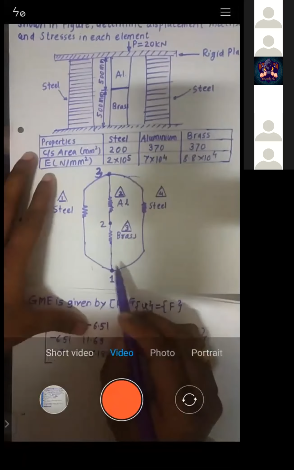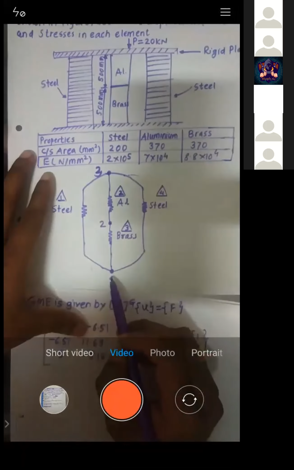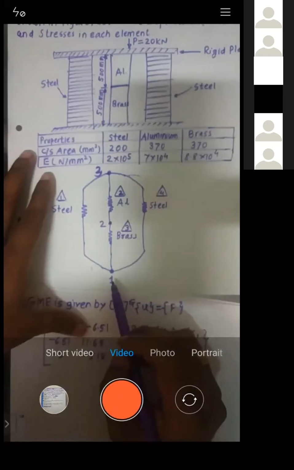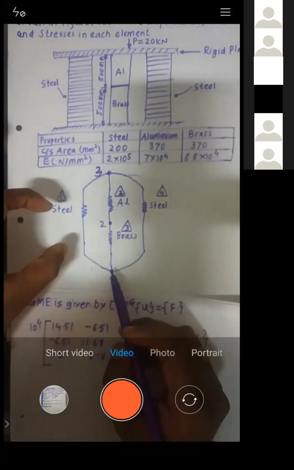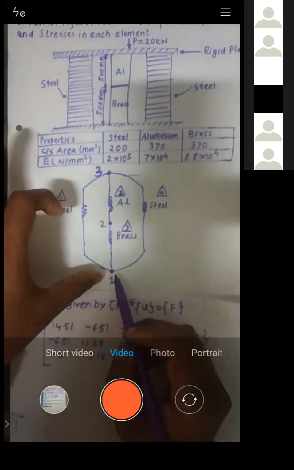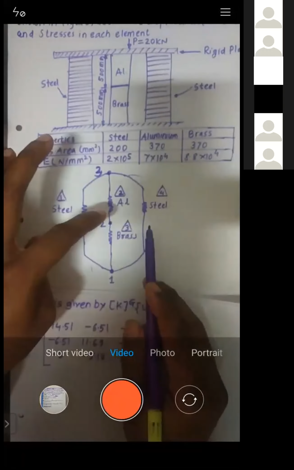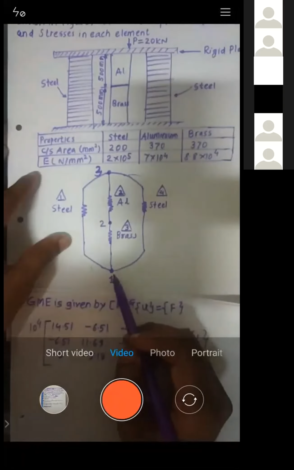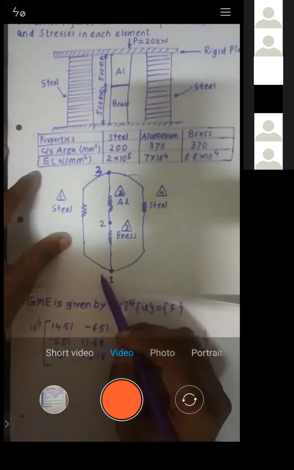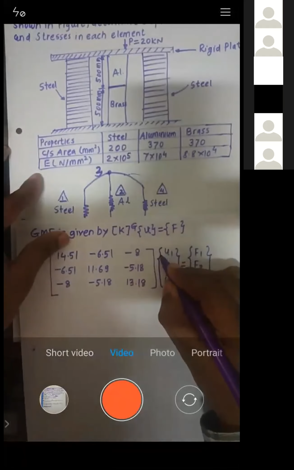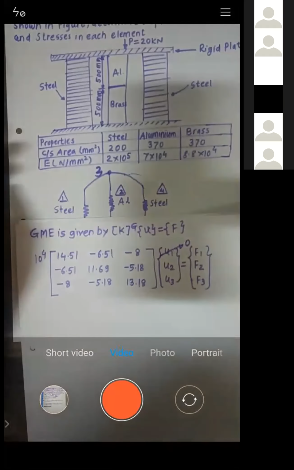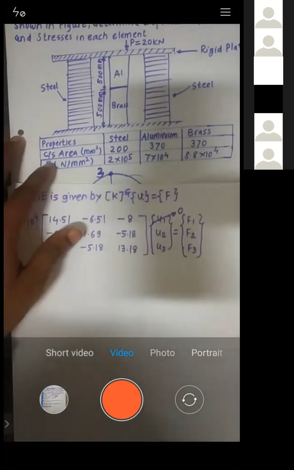See, this node 1 is fixed, right? Yes, sir. U1, what do you understand from node 1? Node 1 is basically the connection between the steel block and the ground. Similarly, it is the connection between the brass block and the ground, and again between this steel block and the ground. So at node 1 the structure is fixed, so displacement at node 1 is 0. Try to understand, this is the boundary condition which you are going to apply.